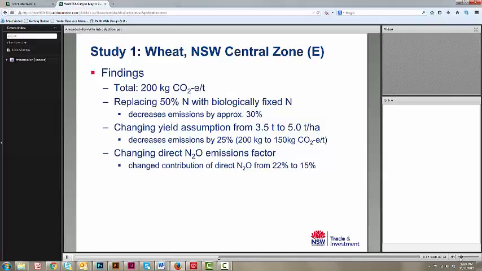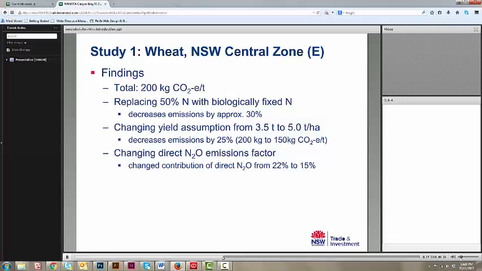So growing legumes prior to the wheat, so you're using that biologically fixed N, decreased the emissions of the wheat crop. Also, if you got a better yield, for example with rainfall, so essentially you're getting more wheat for the same amount of nitrogen that you've put on in fertiliser, that reduces the greenhouse gas intensity of a tonne of wheat. And then there's a thing called an emissions factor.